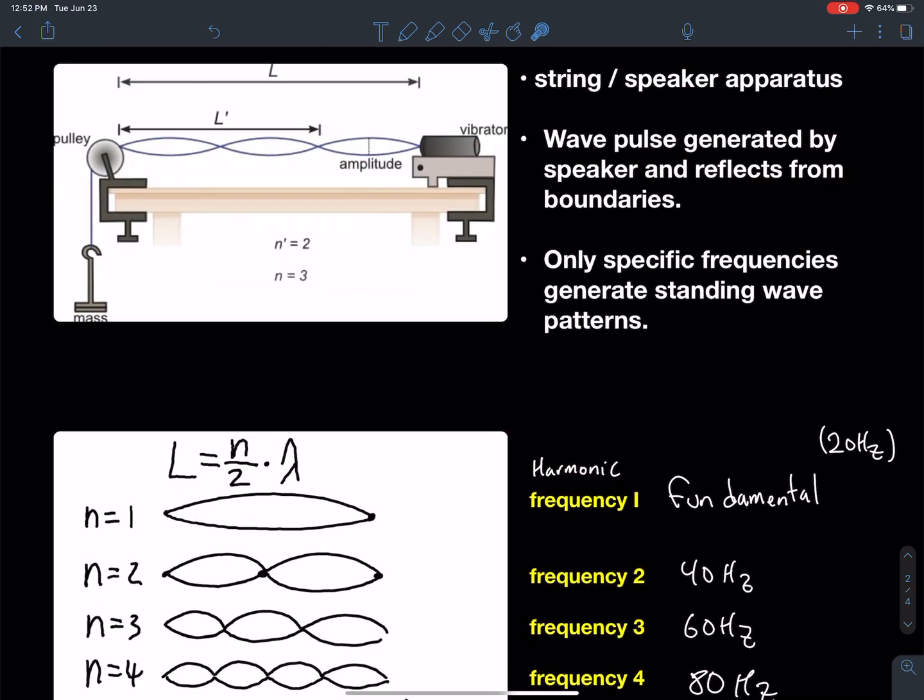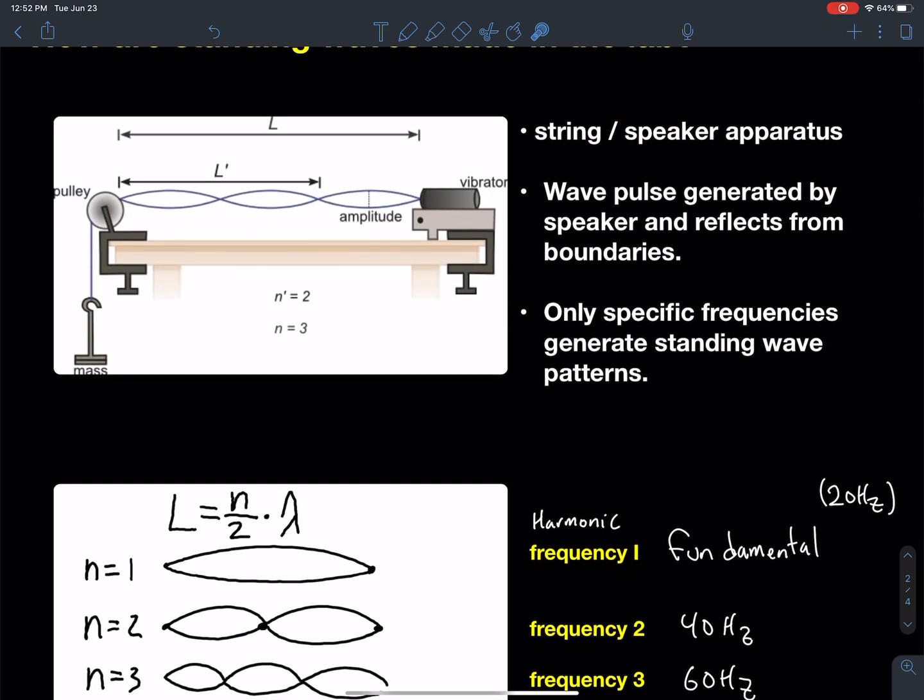All right, just for you to think about, what do you think would happen to the fundamental frequency if the speed of the wave stays the same, but I brought this vibrator closer to the end and shortened the length of the string? Would that frequency go down or would it go up? So I want you to answer that right now.